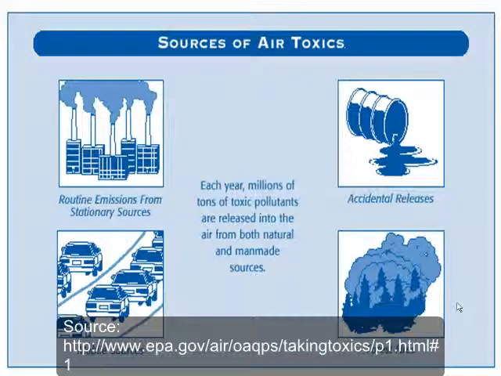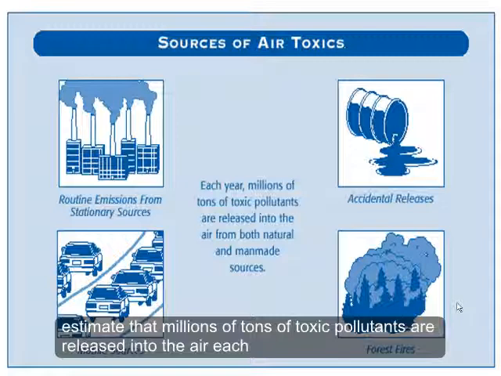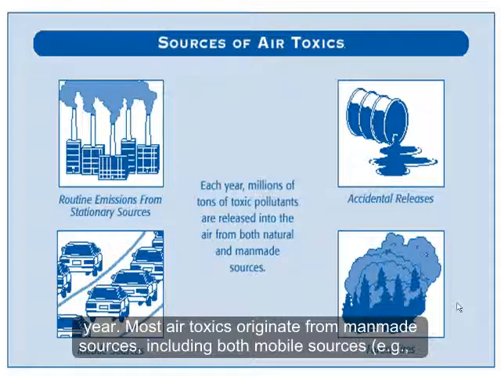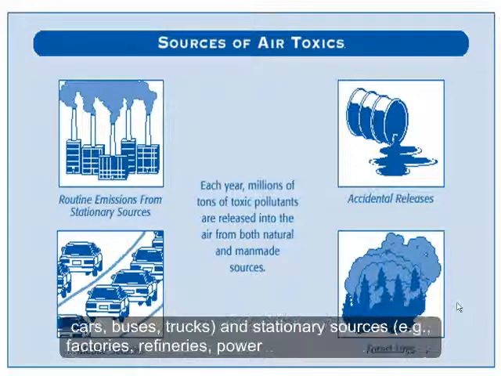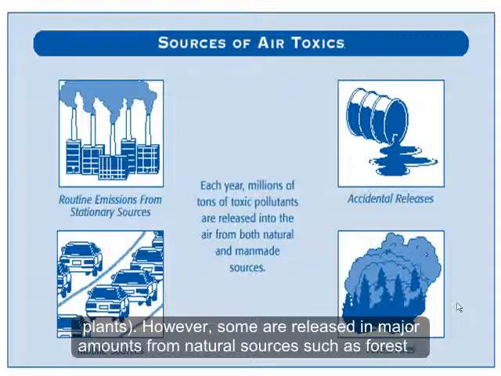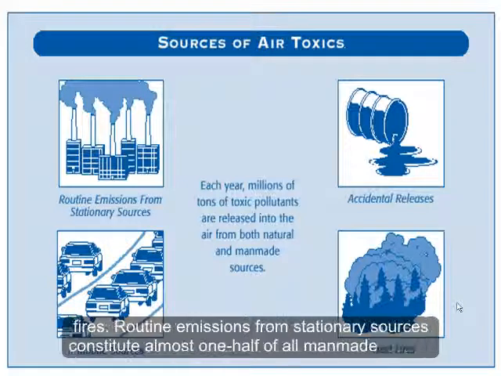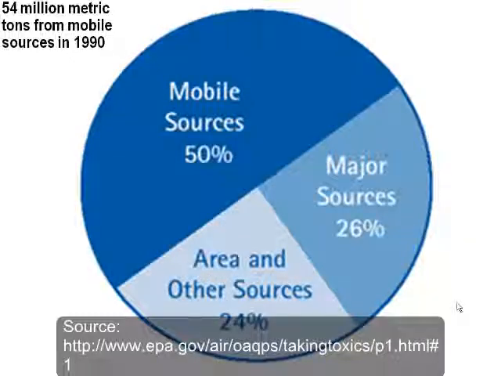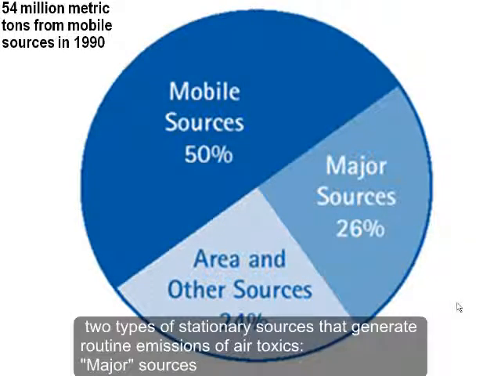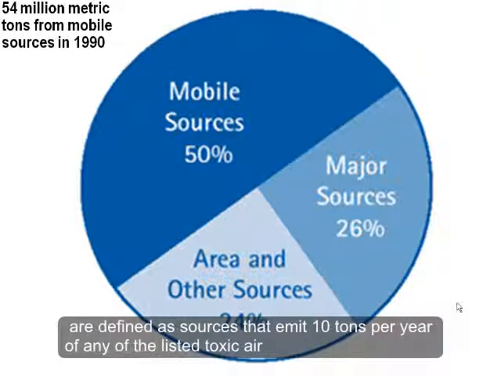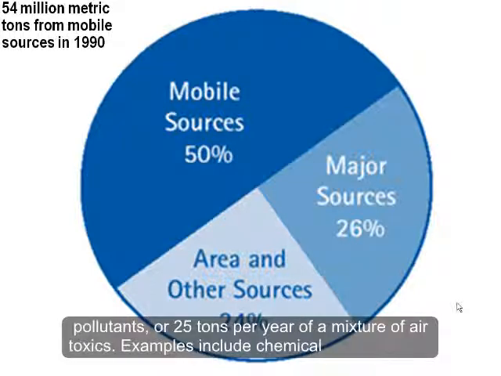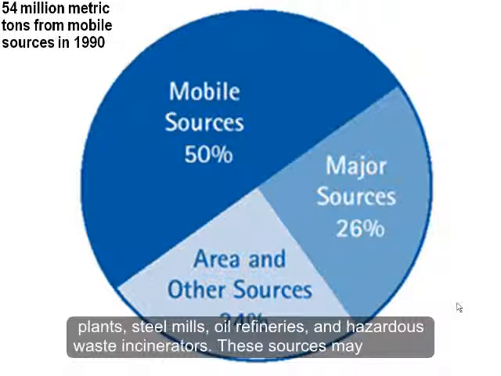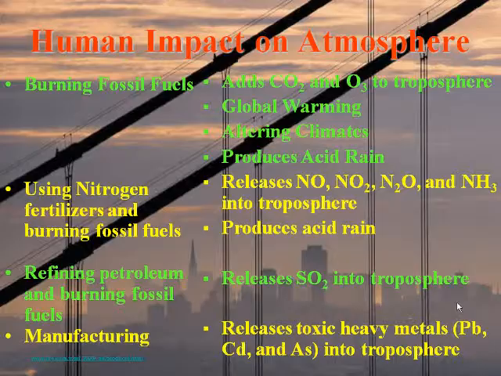So we look at that. We look at accidental versus purposeful releases, or controlled emission releases. For example, we know that cars and power plants will release X amount into the atmosphere, and that's very well controlled, versus the accidental releases, a spill or something like that, or a forest fire, that is not controlled. So 50% is from mobile sources. And then the other two, the major sources and the area sources.